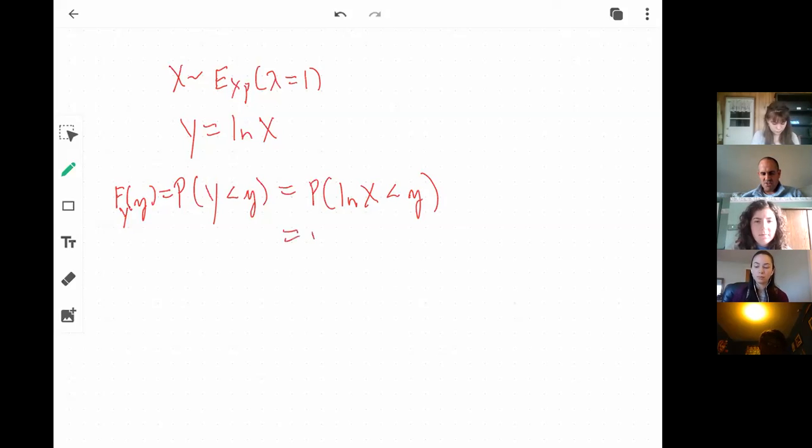And that's the same thing as the probability that, hey, you know that exponentiating, since the exponential is an increasing function, it's going to preserve the direction of this inequality. Yes? If I exponentiate both sides, what do I get? X less than e to the y. E to the y.